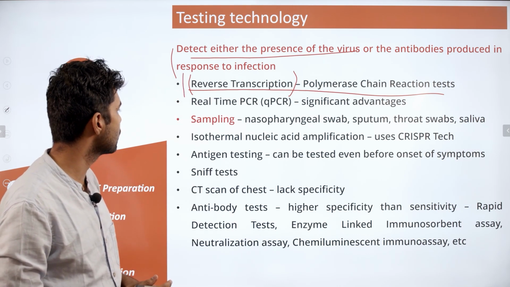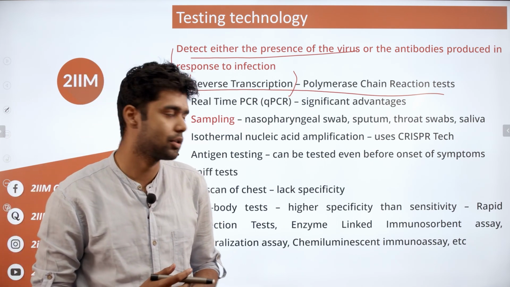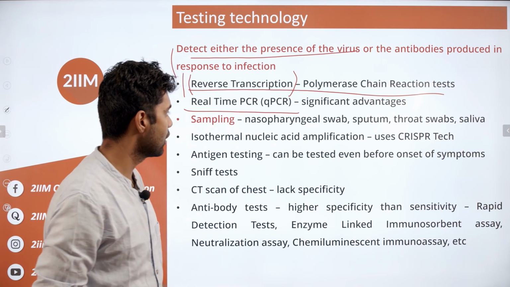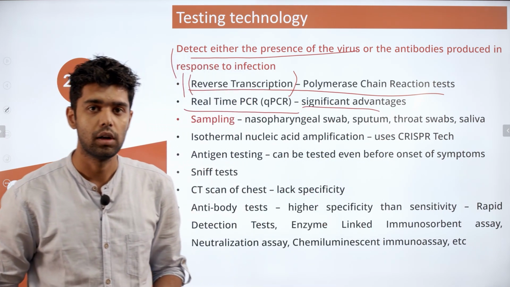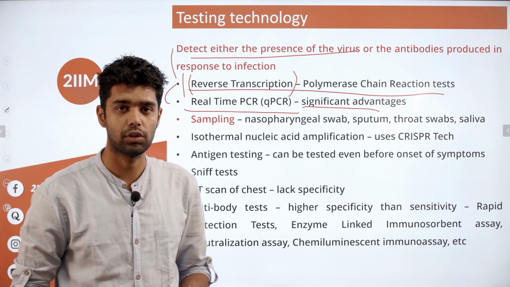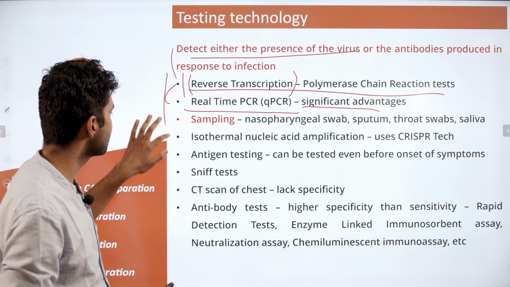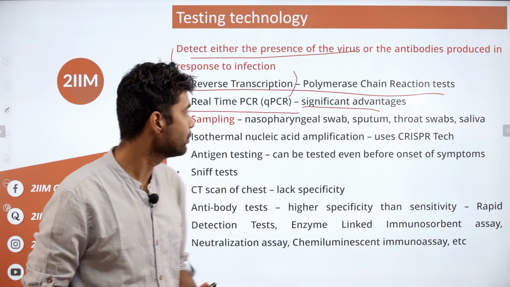This is used in quite a lot of places. It takes quite a lot of time. That is the most important disadvantage. This is real-time PCR. Real-time PCR is also called qPCR. The significant advantage here is that it is quicker, it does not take as much time, and the process here is very similar. So these are examples of testing where you are actually testing for the presence of the virus in the body.